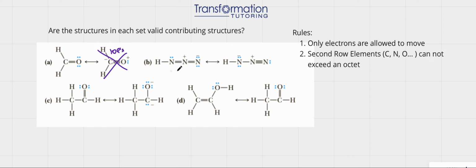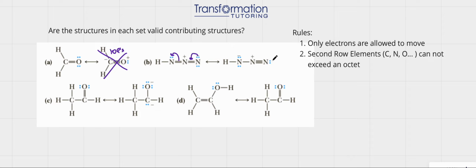We have this structure on the left, this molecule, and this molecule on the right. What happened here? Well, the electrons from this nitrogen went to make the triple bond, and then here the electrons moved to this nitrogen to become a lone pair. So this is what happened. These electrons moved to become a triple bond now, and these electrons moved to give nitrogen a lone pair. Only electrons moved, so the first rule was not broken, and the second row elements did not exceed octet.